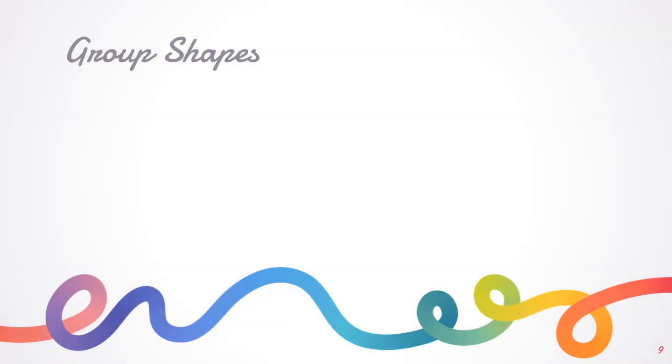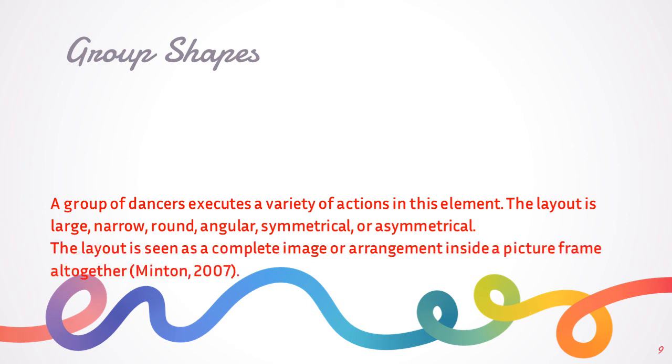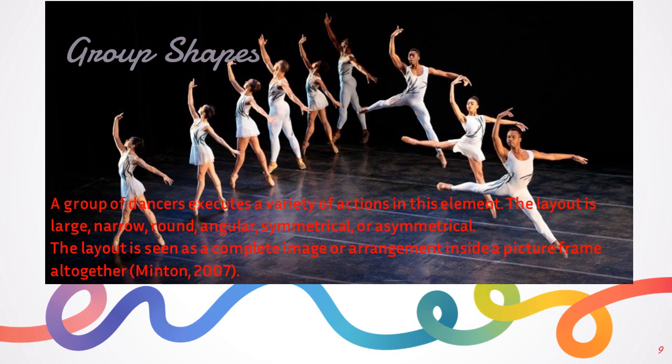So, the group shape. A group of dancers executes a variety of actions in this element. The layout is large, narrow, angular, symmetrical, or asymmetrical. The layout is seen as a complete image or arranged inside the picture frame altogether. So that is the elements of dance.